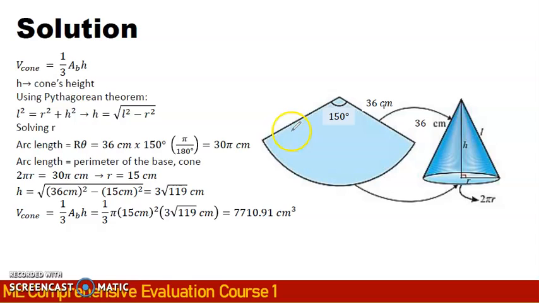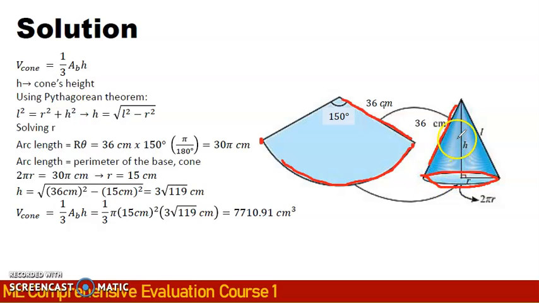So we wanted to create a cone from this sector. If you connect this point here to this point here, you can create a cone. The radius of the sector now becomes the slant height of the cone. So that's 36 cm. And this arc length of the sector will now become the circumference of the base of the cone.